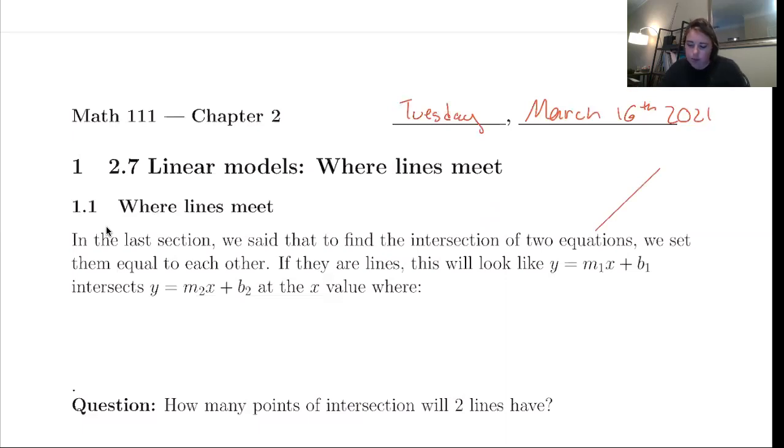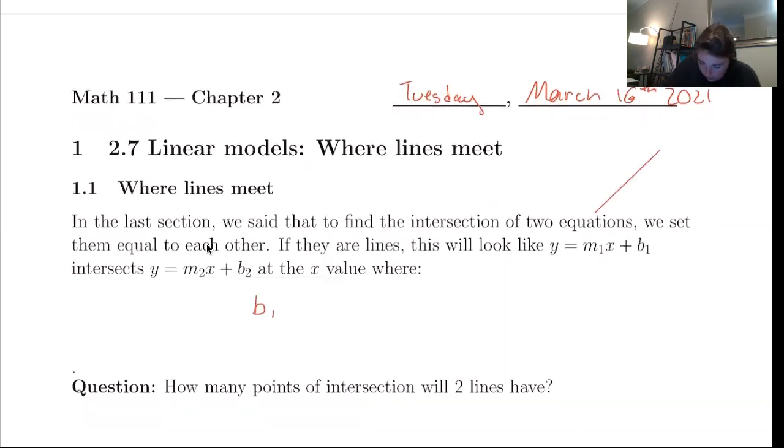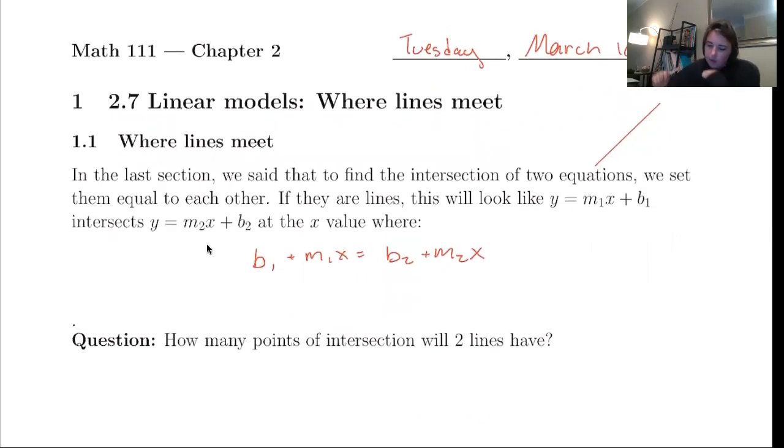Right, so y equals m1x plus b1 intersects y equals m2x plus b2 at the x value where b1 plus m1x equals b2 plus m2x. Right, so I'm just putting the two y values, they're equal, right? So they're going to smush together. Y equals y, put them together. Okay? And I know I messed up the order of that, but it's okay.